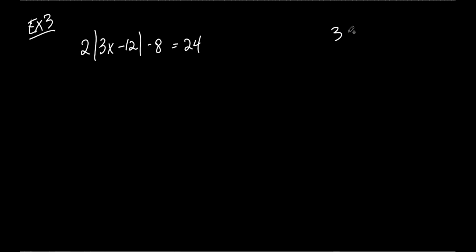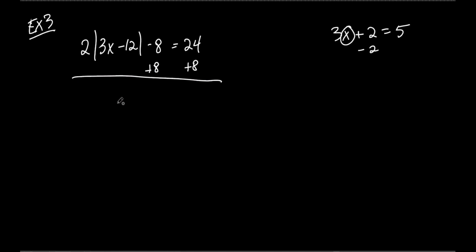Look, if I had 3x plus 2 equals 5, you wouldn't get rid of that 3 first, would you? You'd get rid of the 2, right? It's the same thing. Even if I had that in parentheses, I'd still get rid of that 2. That's what we do right here. So we add an 8 to both sides. All right, bring everything down. And what's that? 32?